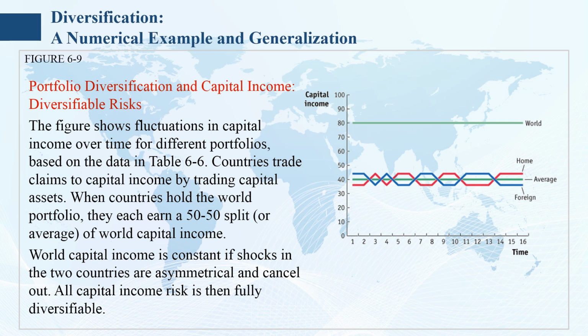Figure 6-9 shows fluctuation in capital income over time for different portfolios, based on the data in Table 6-6. Countries trade claims to capital income by trading capital assets. When countries hold the world portfolio, they each earn a 50-50 split, or average, of world capital income. World capital income is constant. Stocks in the two countries are asymmetrical and cancel out. All capital income risk is then fully diversifiable.